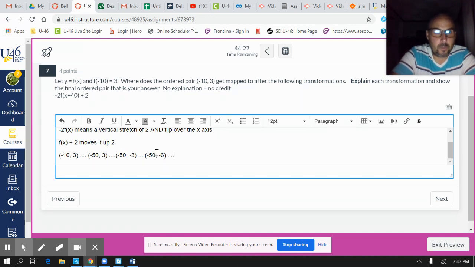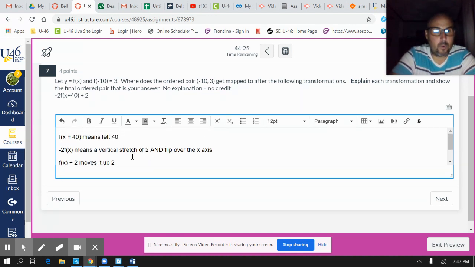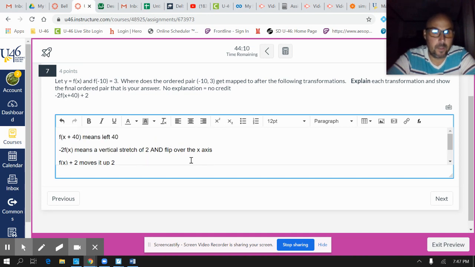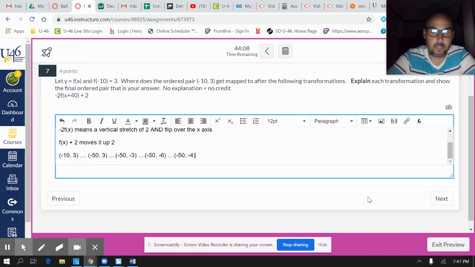So these two ordered pairs account for the negative and the 2 right here. And then lastly, up 2. Well, if you're down 6 and you go up 2, you've crawled all the way up to negative 4. So the final answer was negative 50, negative 4, with a description of what those transformations do.